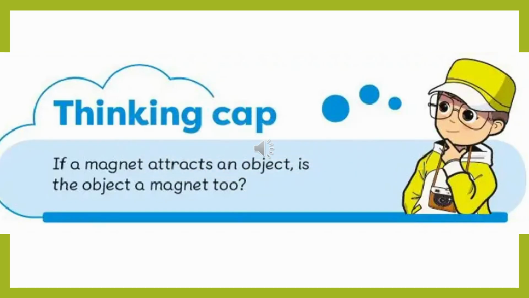So students, I have a question. If a magnet attracts an object, is the object a magnet too? What do you think?